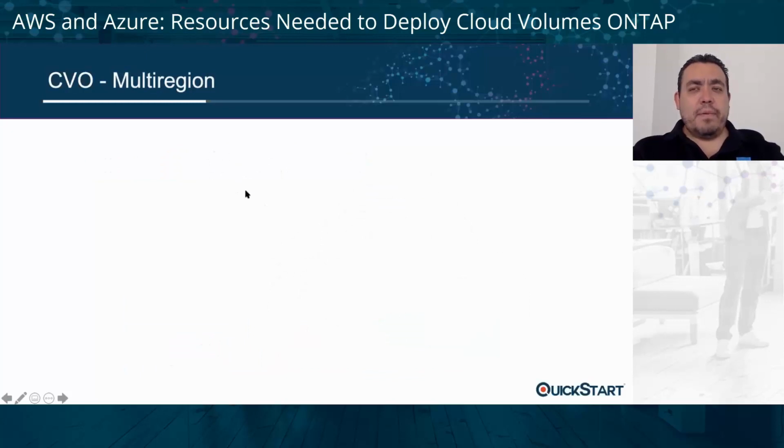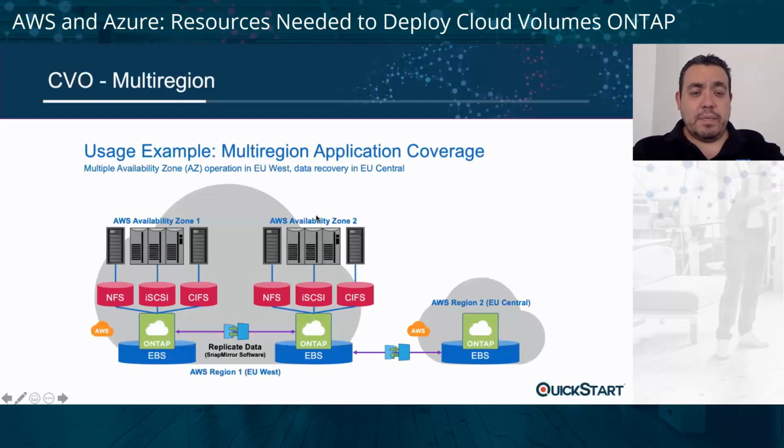Now, CVO can be deployed in one region, or guys, we can have a multi-region deployment. As you can see also here, we have a CVO1 and a CVO2, both within EU West. And then we have replication to EU Central. So now, for example, one physical site, one AZ can fail, and then we can go to the second one. And then if one region goes down, then we can fail over to another AWS region if it's needed.